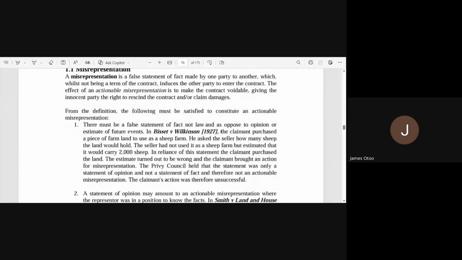The claimant sued the defendant for misrepresentation, but he was not successful because the one who made that statement is not into rearing of sheep and didn't have any knowledge as to whether the statement was meant to influence the purchaser. So he only gave an opinion, not a statement of fact.